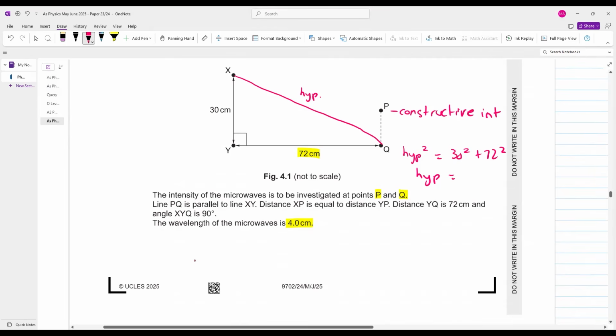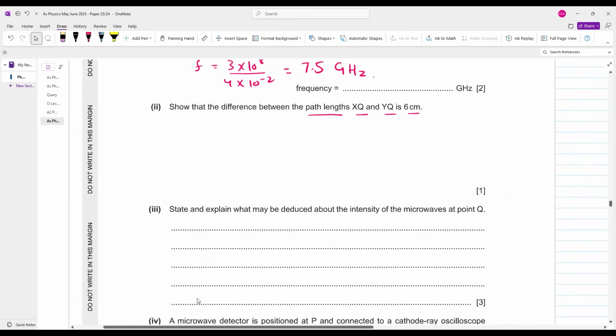Let's calculate it. 30 square plus 72 square, taken under root, comes out to be 78 centimeters. The hypotenuse or distance XQ comes out to be 78 centimeter. Let's write it here. XQ is equal to 78 centimeter. YQ is equal to 72 centimeter. The difference between the path lengths comes out to be 6 centimeters. Simple.